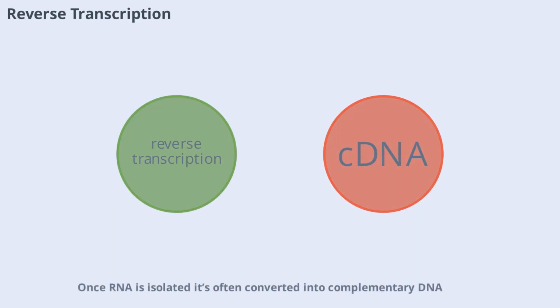Once RNA is isolated, it's often converted into complementary DNA, cDNA, through a process called reverse transcription. This step is necessary because DNA is more stable and easier to work with than RNA. The resulting cDNA serves as the template for further analysis, whether using microarrays or sequencing technologies.